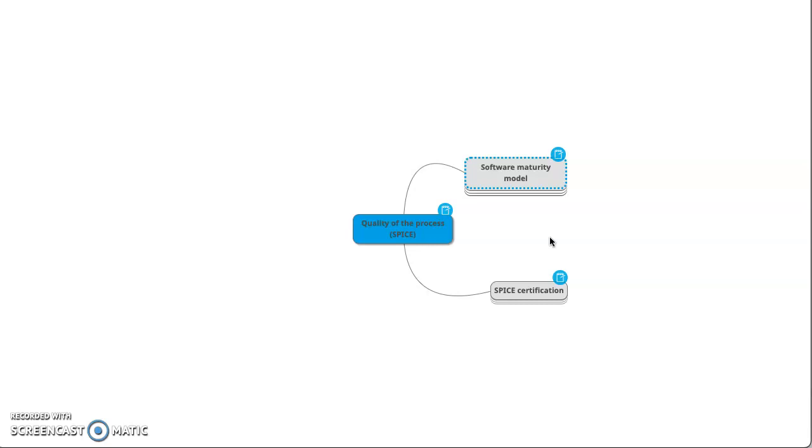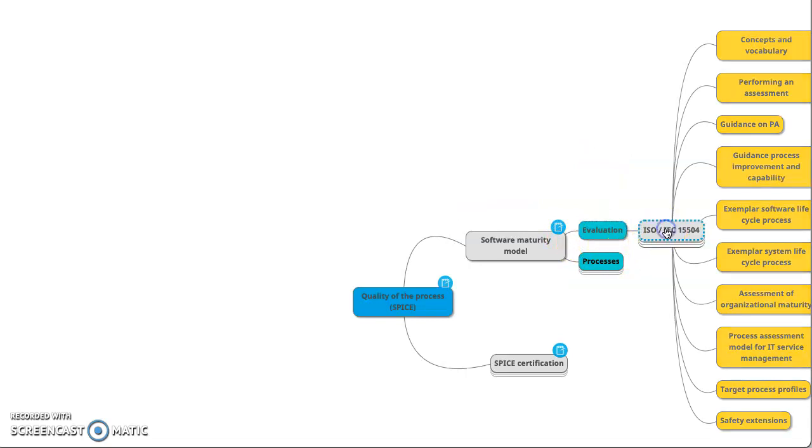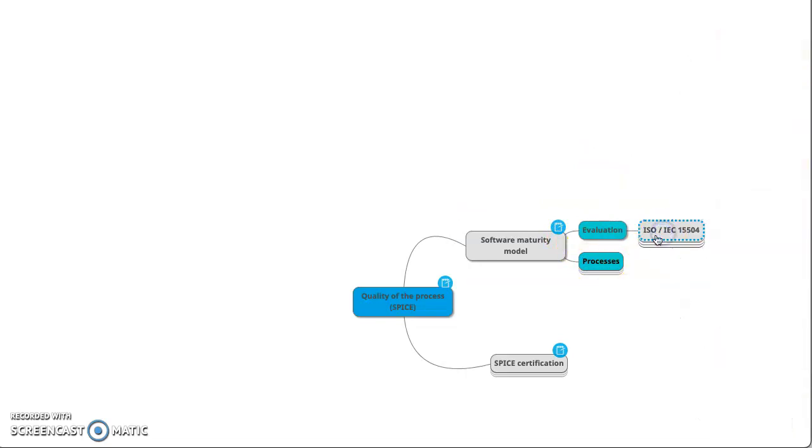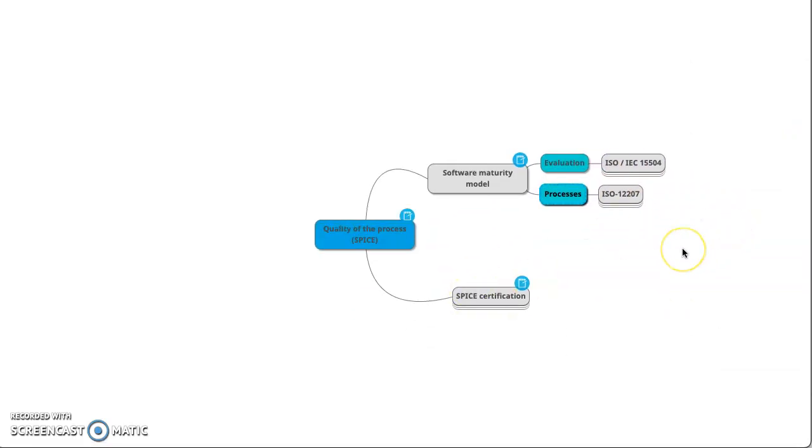It has defined two types of ideas. One is to evaluate these processes and how your company, your organization, will be evaluated, and the other one is the processes themselves. For each of those, it has an ISO. For evaluation, it has ISO 15504, and for processes, it has ISO 12207.